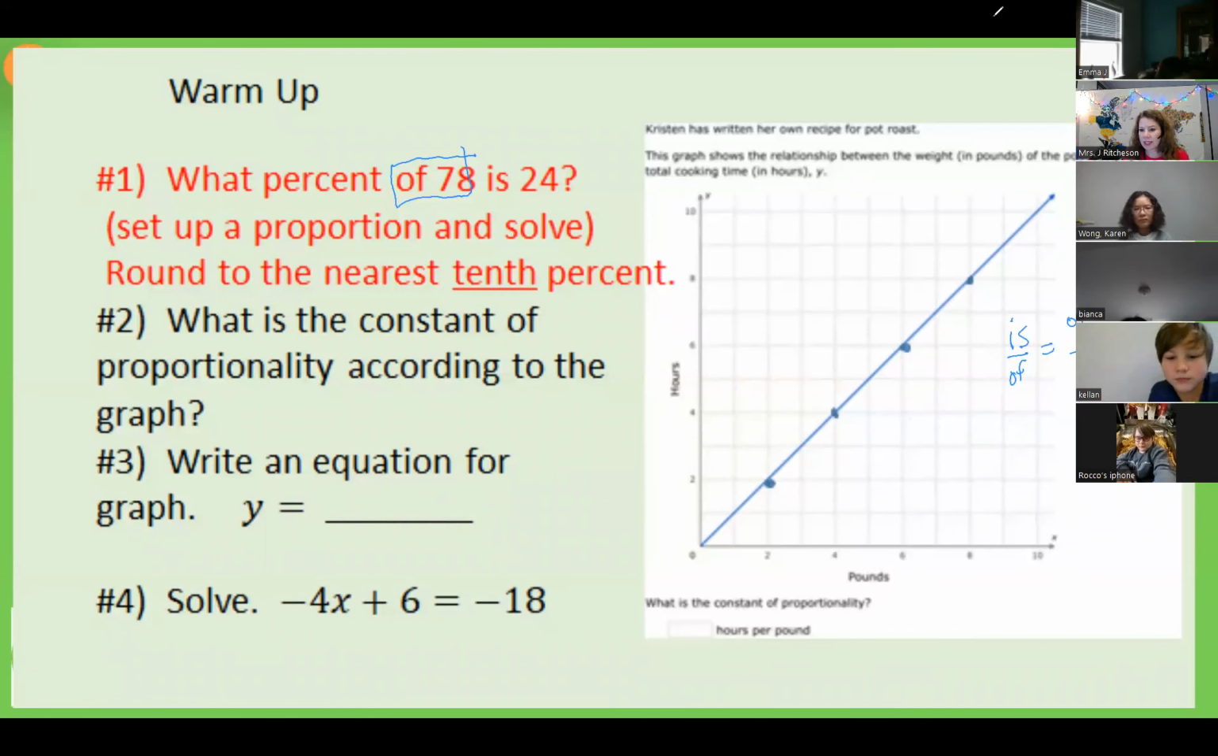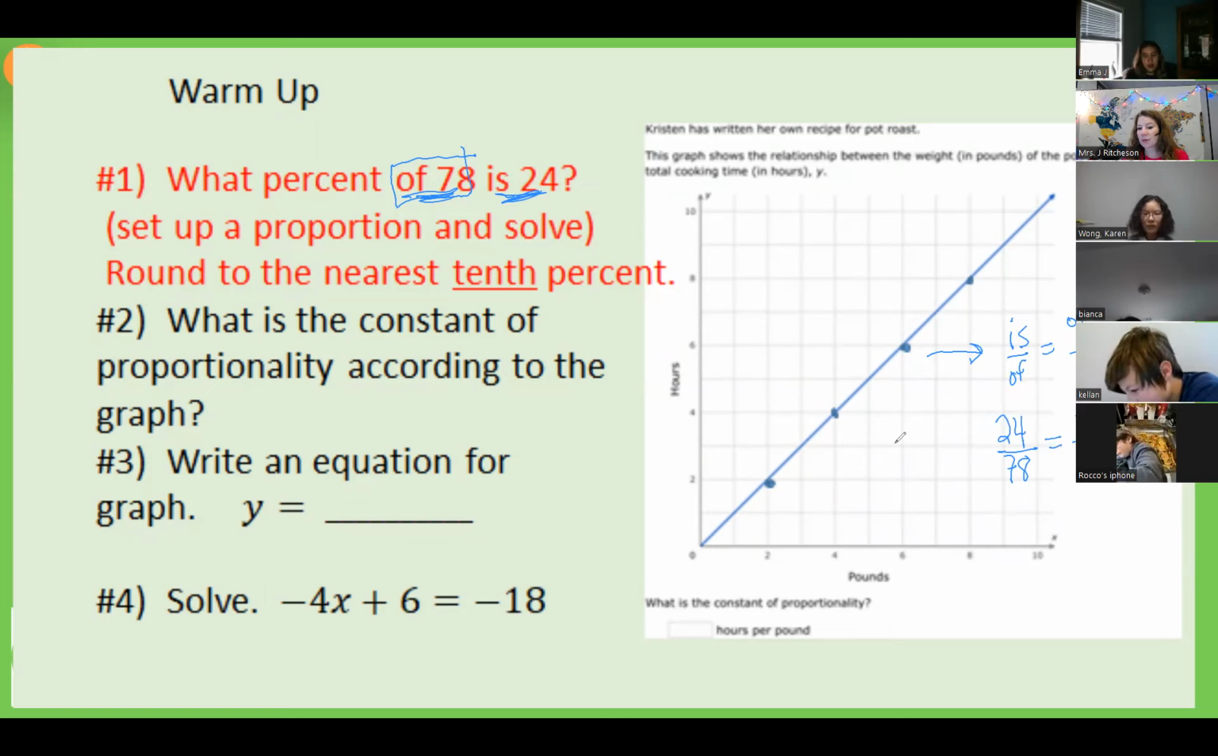All right, we're doing number 1. Here's our percent proportion. So it says of 78. So 78 goes on the bottom where the word of is. It says is 24. So 24 goes on the top. And then we don't know the percent, but percents always go over 100.